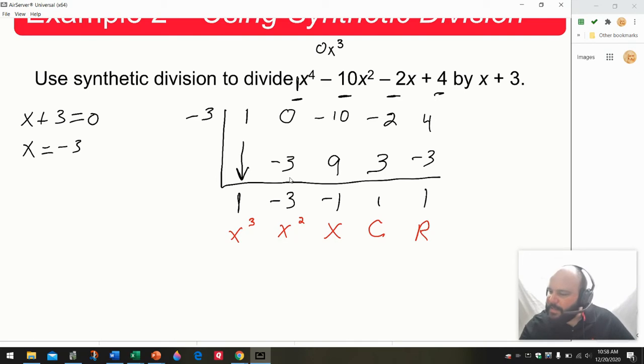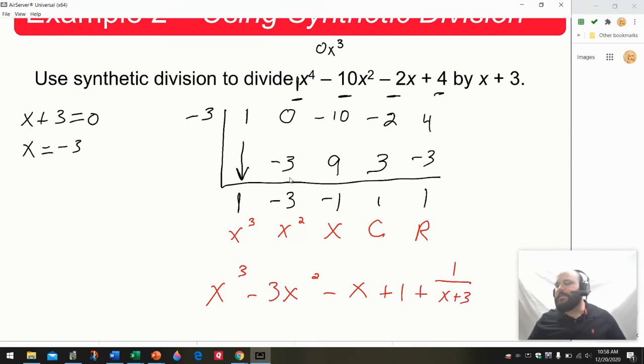And what you see is these numbers that we ended up with are the numbers that belong with each of these terms. So what we get is 1x cubed minus 3x squared minus x, and then it would just be plus 1 because 1's the constant. And then we have a remainder. And remember what we have to do with the remainder. You have to write plus, and then you take the remainder and you put it over what I divided by. So in this case, I divided by x plus 3. So we make it 1 over x plus 3.